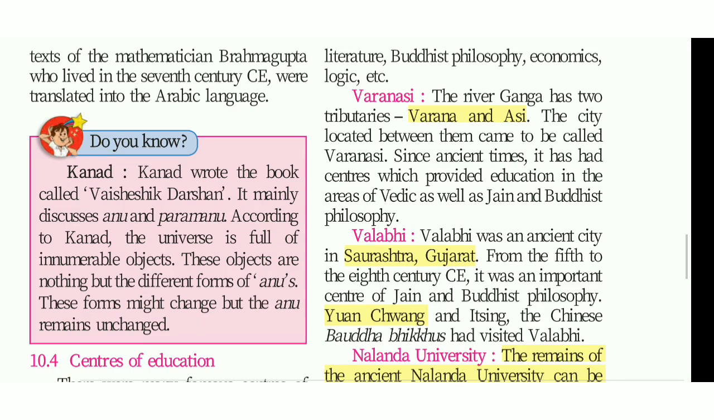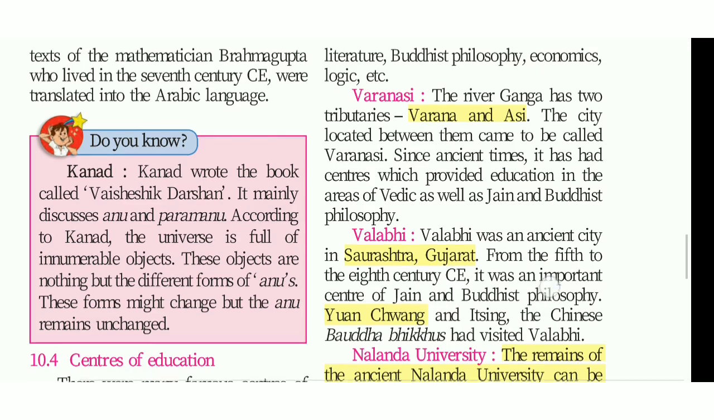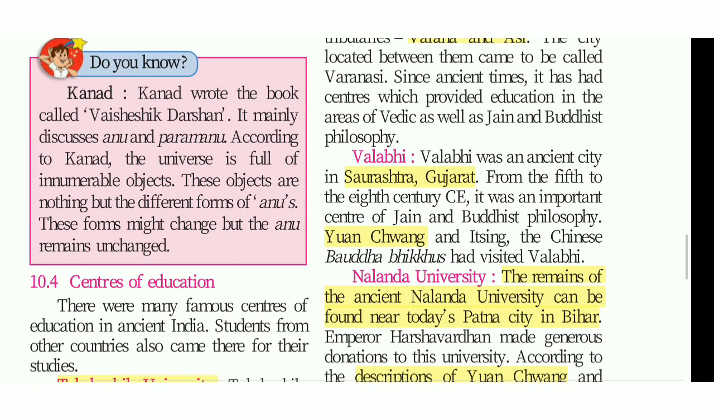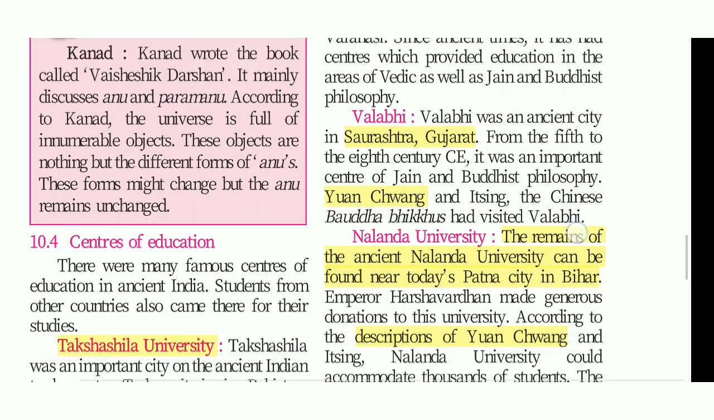Since ancient times, it has had centers which provided education in the area of Vedic as well as Jain and Buddhist philosophy. Valvi was an ancient city in Saurashtra, Gujarat. From the 5th to the 8th century CE, it was an important center of Jain and Buddhist philosophy.